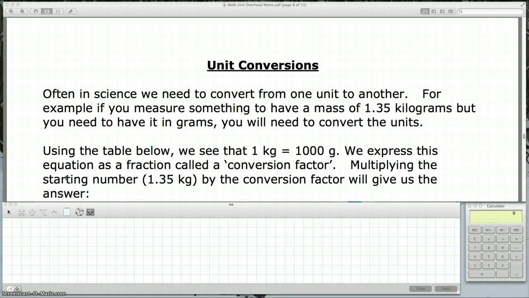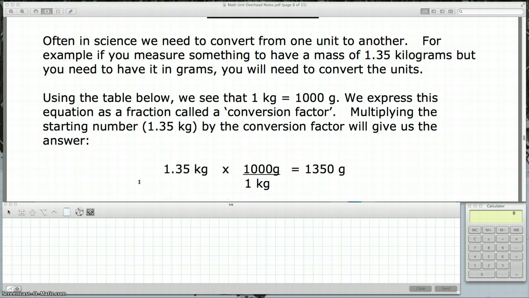Using the table below, and I'll show you the table in just a second, we see that 1 kilogram equals 1,000 grams. We express this equation as a fraction called a conversion factor. And you'll learn how to write these conversion factors in this lesson. Multiplying the starting number, 1.35 kilograms, so that's the number you're given, the one you're starting with, by the conversion factor will give us the answer. And you can see that here.